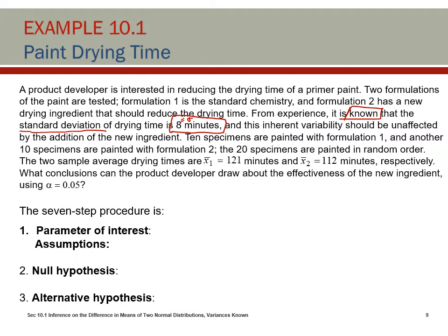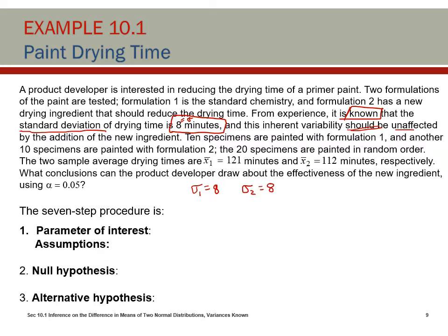And this inherent variability should be unaffected. I hope that you never, ever do in real life what they're doing here. You always test to make sure that the standard deviation did not change, because it may be changing just as much as the mean is changing. But this is a textbook experiment, and we are going to set sigma 1 standard deviation equal to 8 and sigma 2 standard deviation equal to 8.